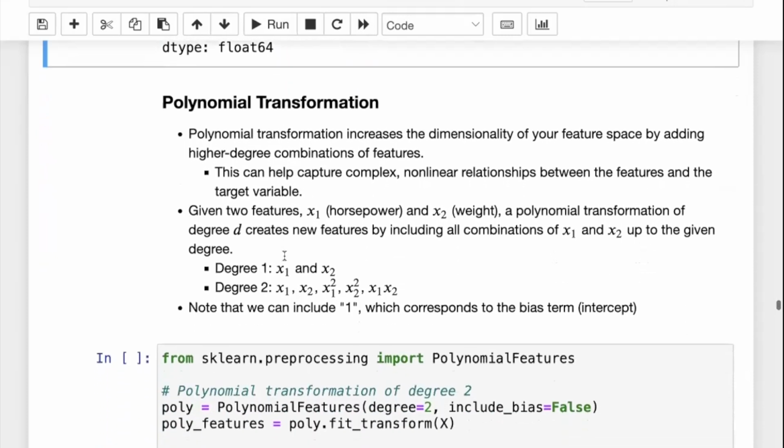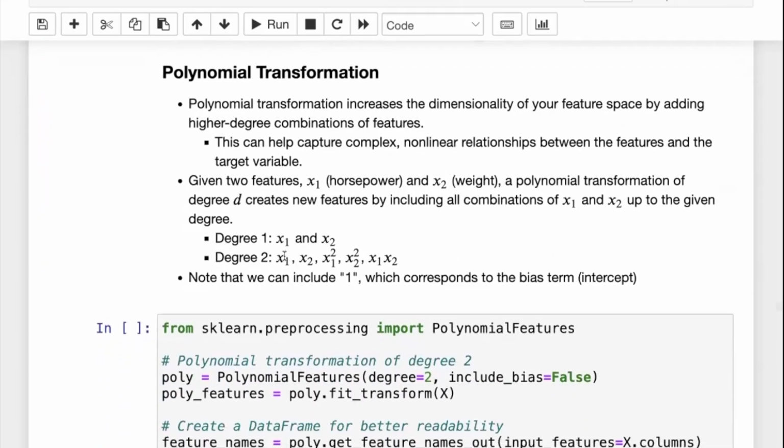preprocessing. Now, we can also look at something known as polynomial transformation. The goal here is to just give you a sense of different types of transformations or preprocessing that you can find in scikit-learn or sklearn.